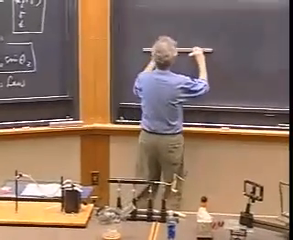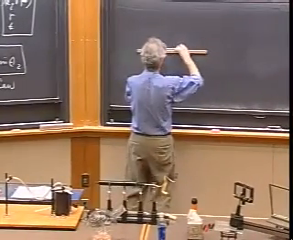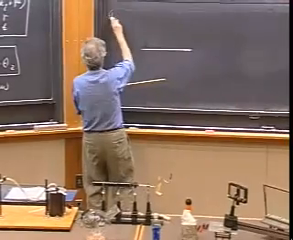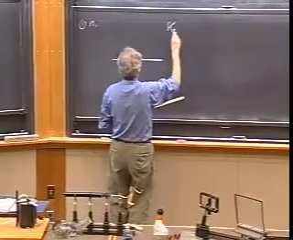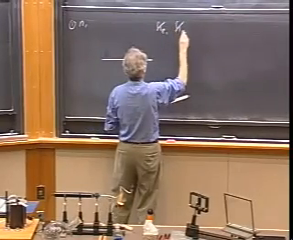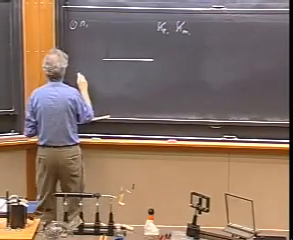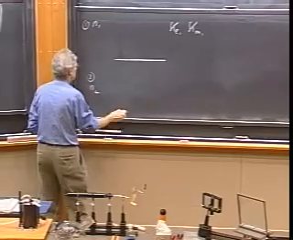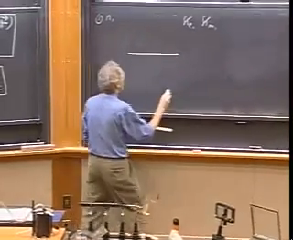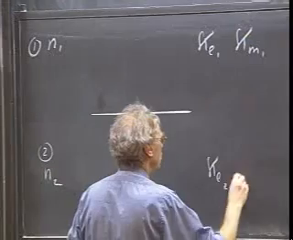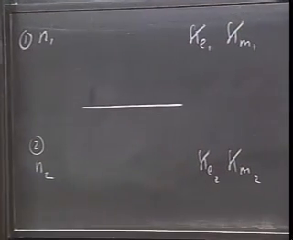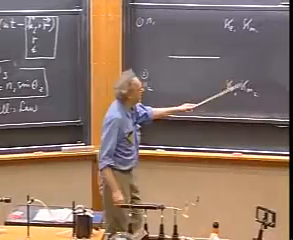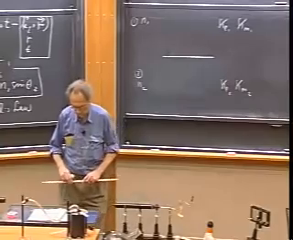So here we have the boundary. So this is medium 1, index of refraction N1, kappa E1, kappa M1. And here we have medium number 2, index of refraction N2. And here we have kappa E2, and we have kappa M2. Needless to say, but I want to mention it once more, that for all dielectrics, kappa M is 1.